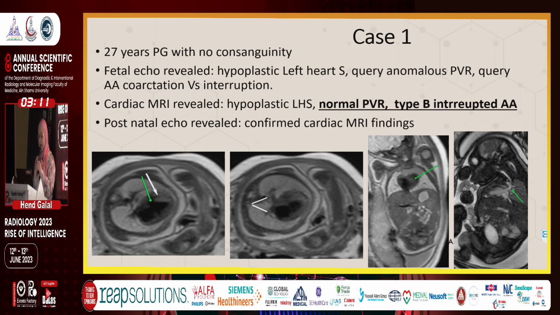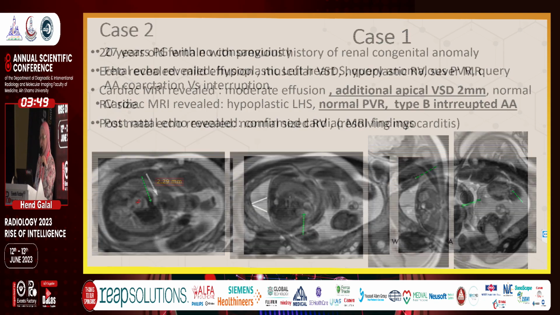So I would like to present 4 cases of fetal cardiac MRI done at Ain Shams University. The first one is a 27-year-old primigravida with non-consanguinity. Fetal echo showed hypoplastic left heart syndrome, query anomalous pulmonary venous return, and query aortic arch coarctation versus interruption. Cardiac MRI revealed hypoplastic left heart syndrome, normal pulmonary venous return, and type B interrupted aortic arch. Postnatal echo, which is the standard study, confirmed the cardiac MRI finding of a type B interrupted aortic arch.